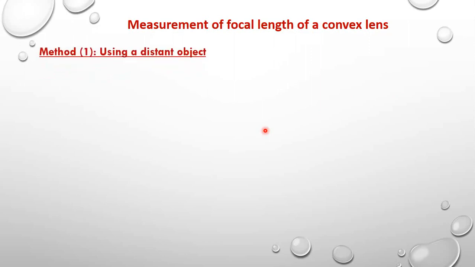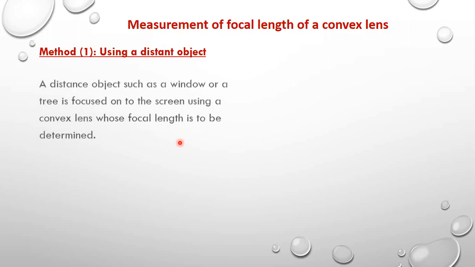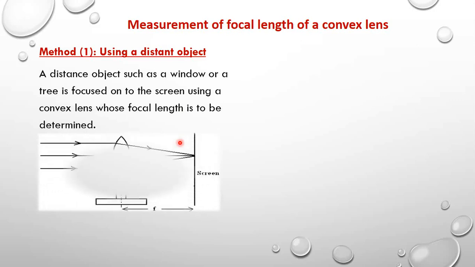So a distant object, such as a window or a tree at a distance, or maybe a building at a distance, is focused onto the screen using a convex lens. It will be like that. So rays from that distant object will fall onto this convex lens, which has been mounted on a lens holder, and then converge to the screen. So we need a sharp image of that distant object onto the screen.